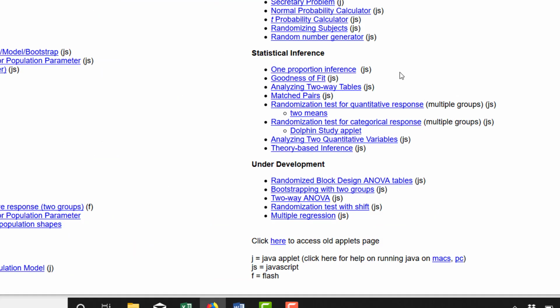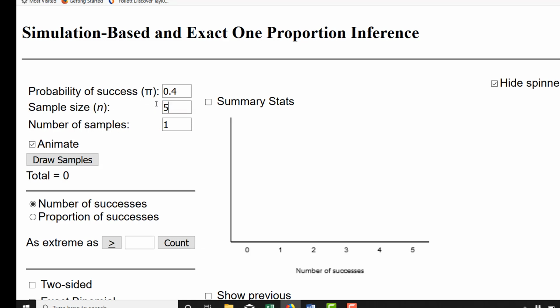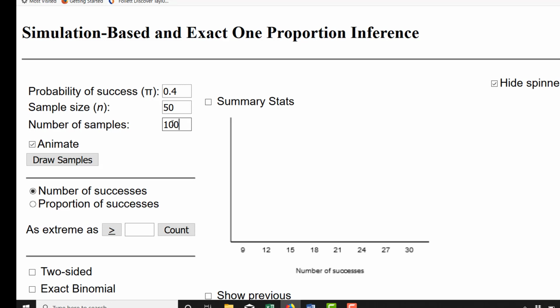All right, I go to the Rossmann Chance applets. I open up the one proportion inference app. Okay, so our probability of heads. In here, we enter the value from the null hypothesis, which was 0.4. The number of tosses, our sample size, was 50. We're going to do 100 samples so that we see 100 simulated dots here. And I'm going to go ahead and hit draw samples.